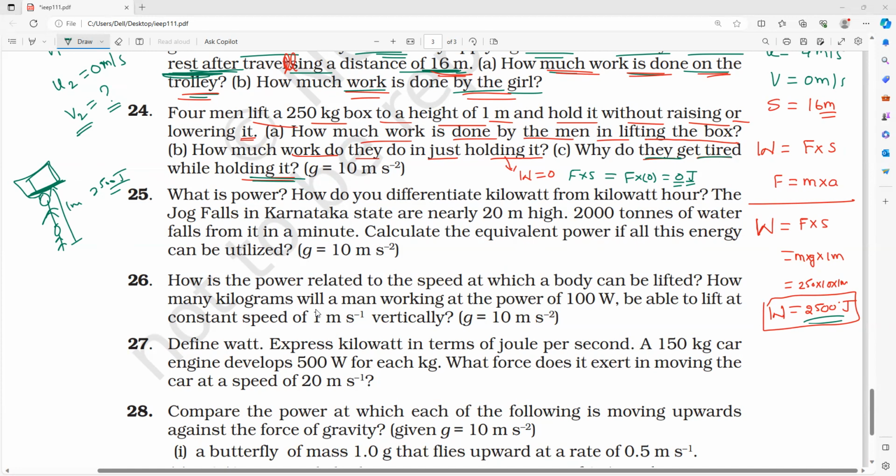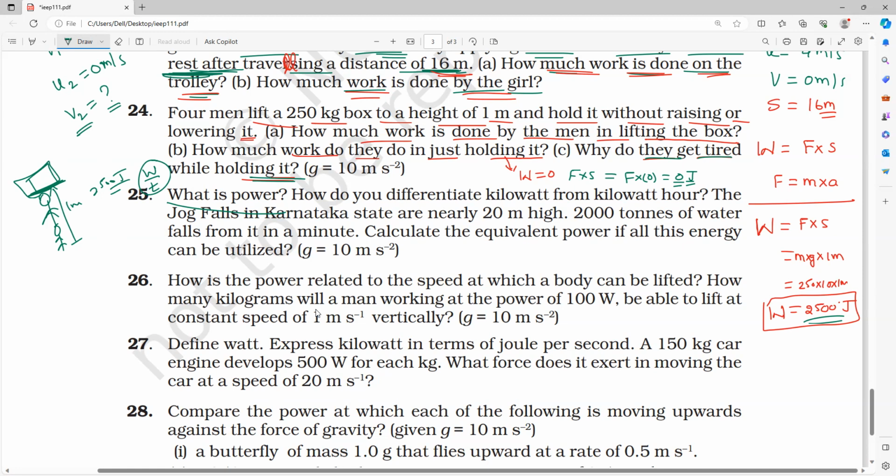Next. What is power? So, what is power, everybody? Work done by what? Power means what? Work done by time. That is what we can say: it is the rate of doing work. Power is the rate of doing work.